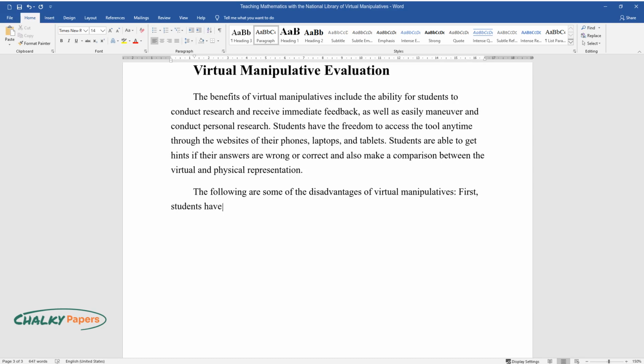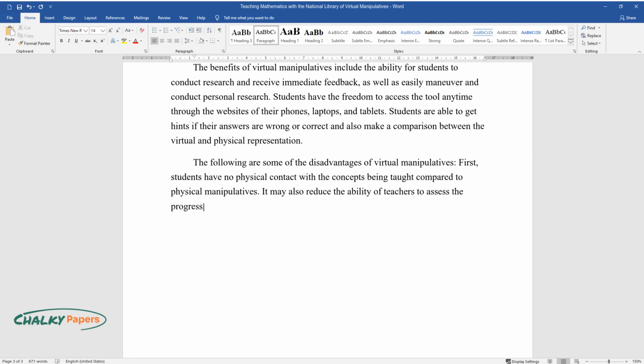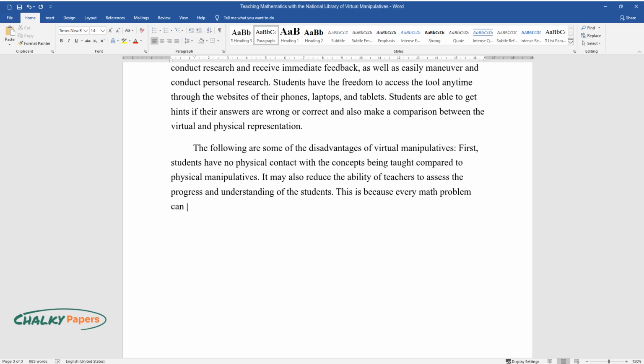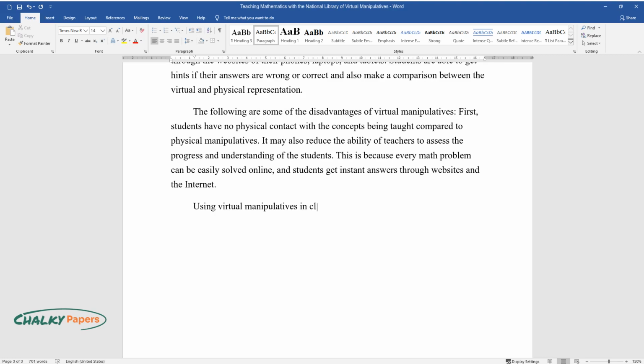First, students have no physical contact with the concepts being taught compared to physical manipulatives. It may also reduce the ability of teachers to assess the progress and understanding of the students. This is because every math problem can be easily solved online, and students get instant answers through websites and the internet. Using virtual manipulatives in classrooms comes with various challenges.